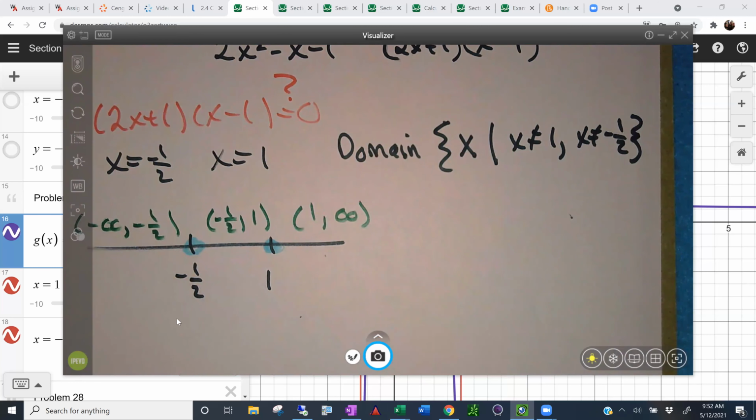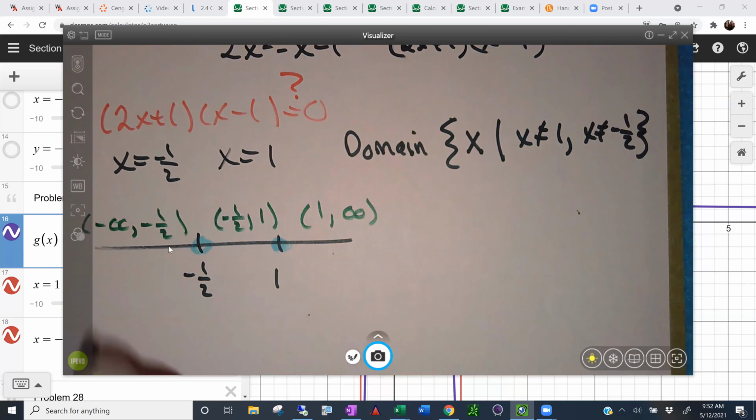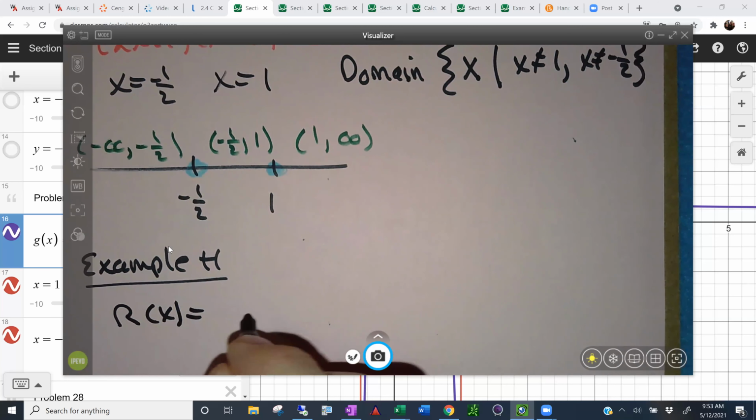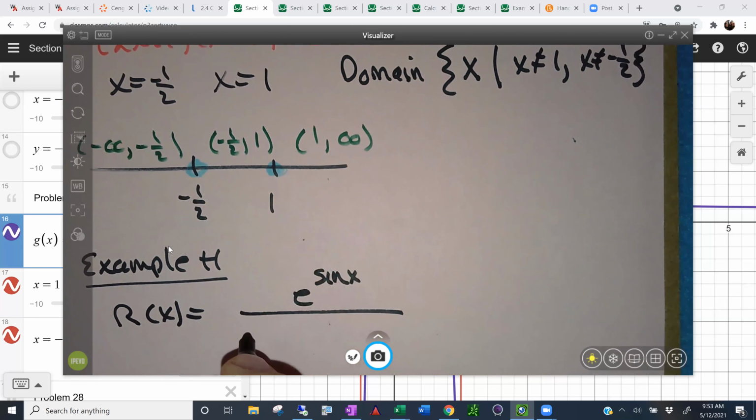One last one from this section in terms of where something would be defined, what its domain is. Before I move on from this one, are we okay with example G? Yes. Thank you. So for our last example, we'll call this one, say, R of x, which would be e to the sine of x divided by 2 plus cosine of pi times x.